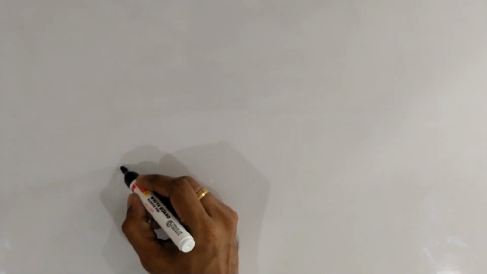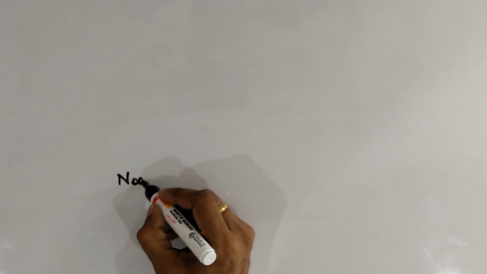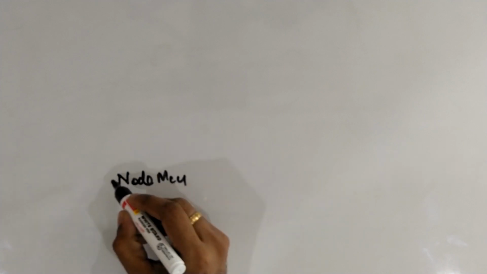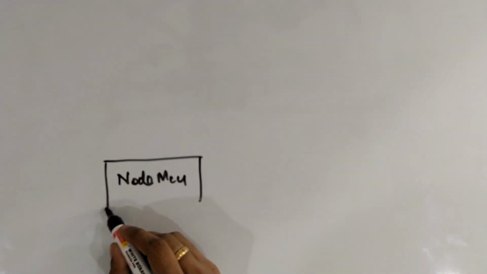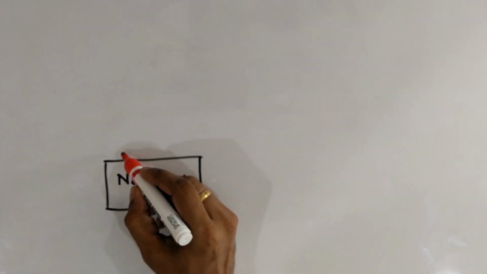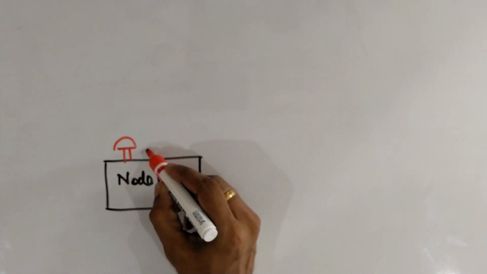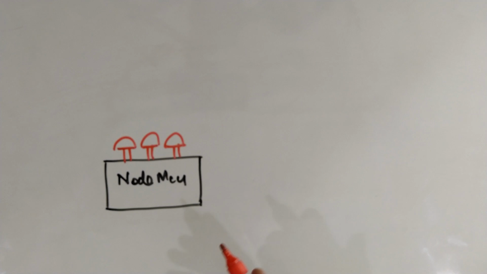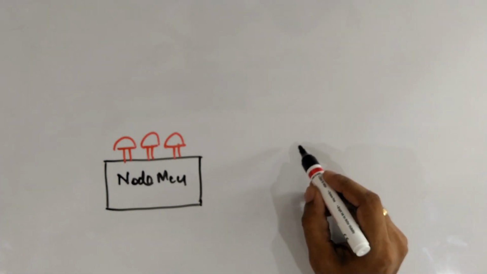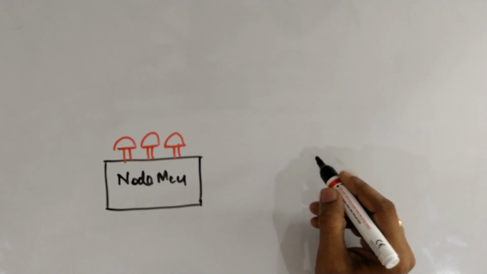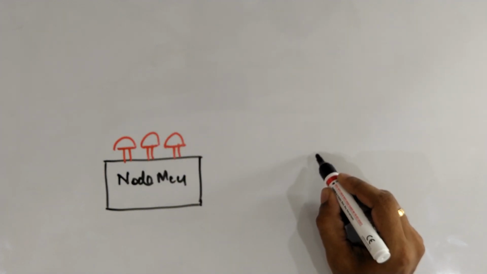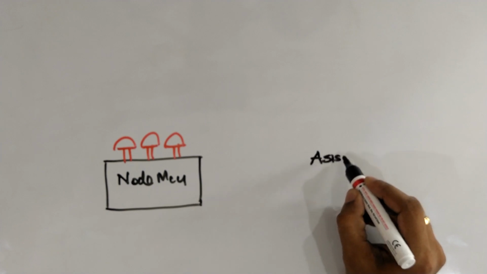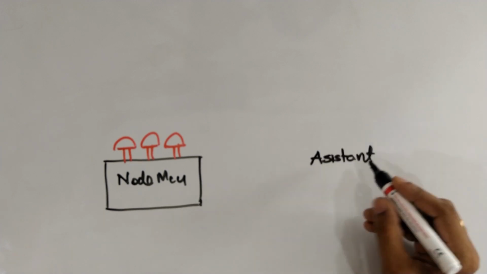So we have a NodeMCU with us, where we are going to connect our LEDs. Literally we are going to connect LEDs and control LEDs. You can connect any device to it to control it. And we are planning to control these LEDs with our Google Assistant in our phone.